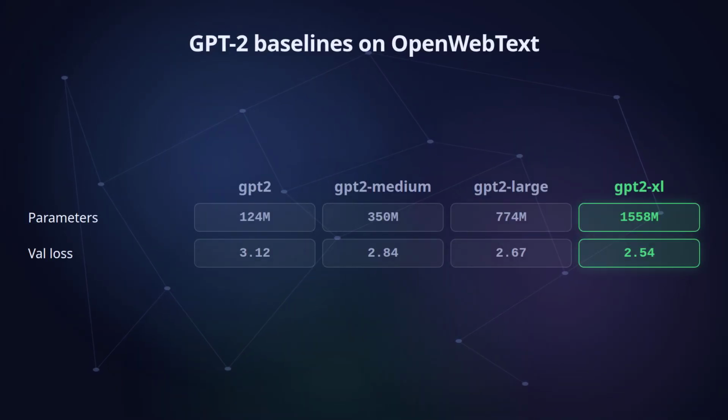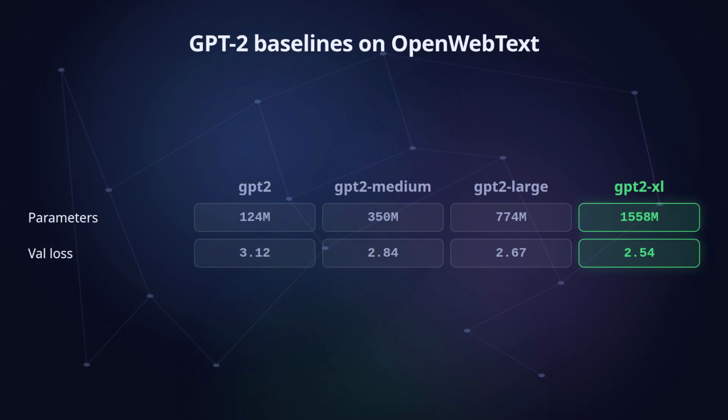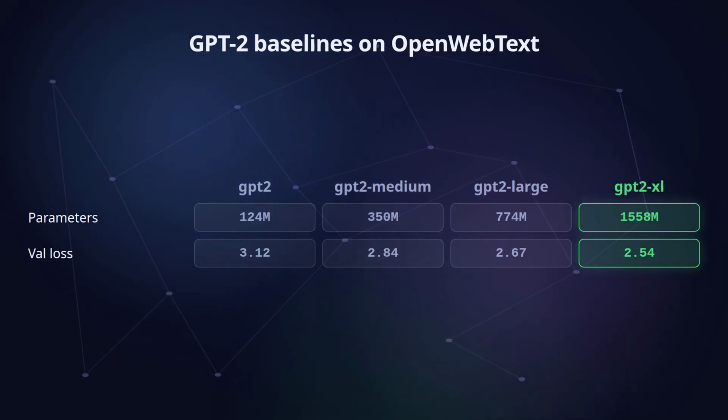GPT-2 comes in 4 sizes from 124 million to 1.5 billion parameters. nanoGPT evaluates all 4 on OpenWebText to establish baselines. Note that GPT-2 was trained on OpenAI's closed WebText, so these scores reflect a dataset domain shift.